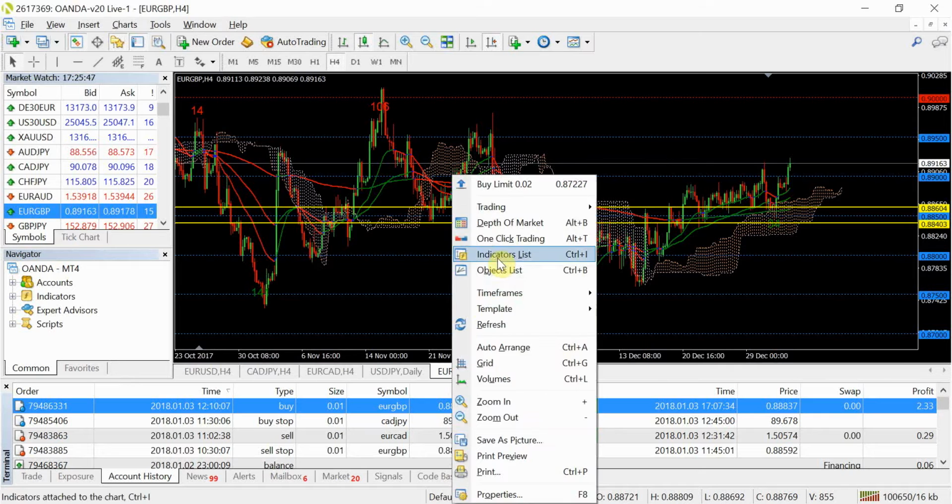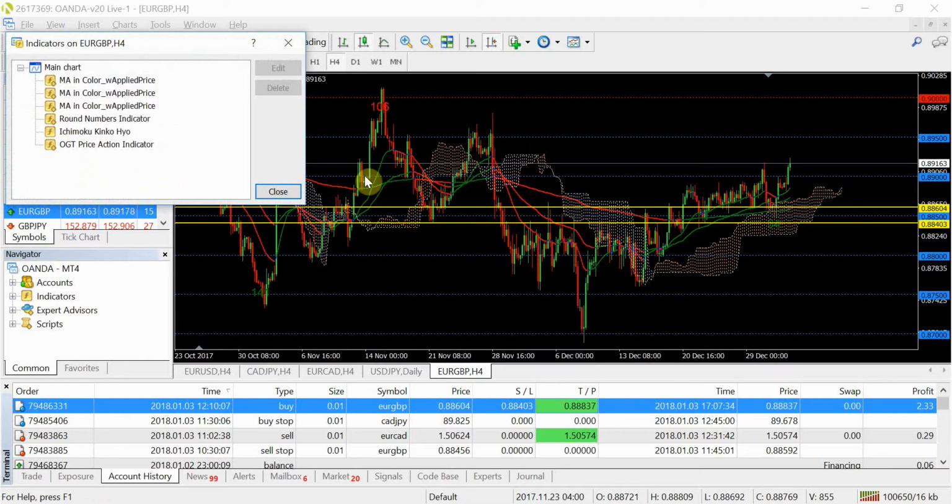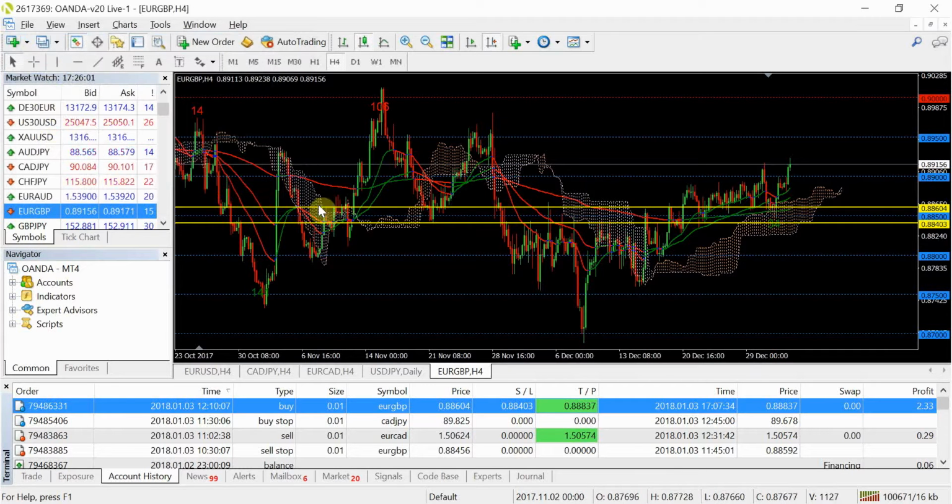So if I go to my indicator list, let's start off with the round numbers indicator. This is a free indicator I got from the MQL5 website. Again, I'll put the link in the description so you guys can grab that. What it does is basically draw levels at the 500 level and then at the 1,000 level. And you can see it does that all by itself. I don't really get involved in it.